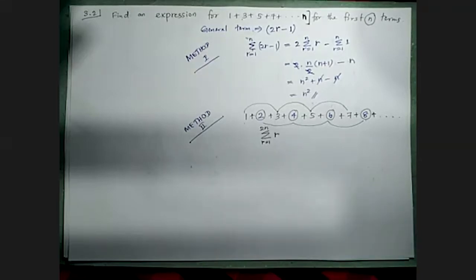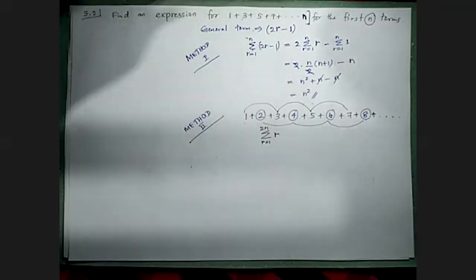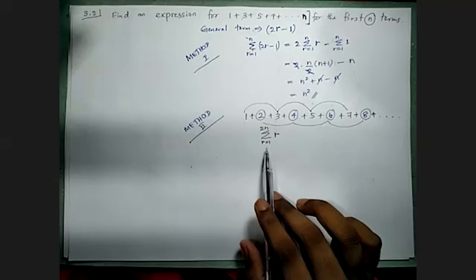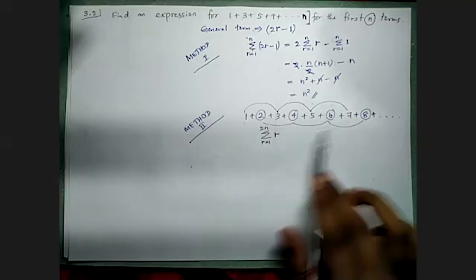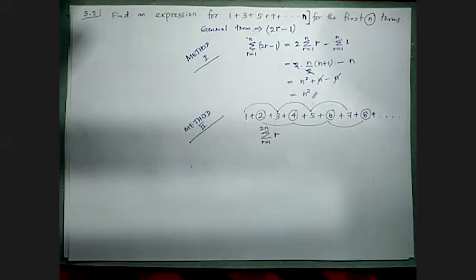That is the point that you should carefully change in your sigma notation. It is not just r equals 1 to n. Here it is r equals 1 to 2n. Understood? Yes, sir. Okay.